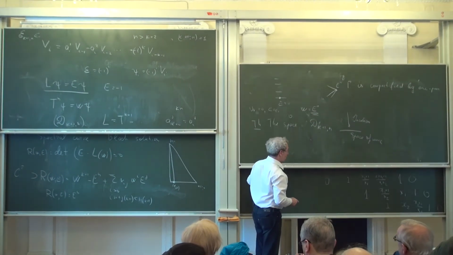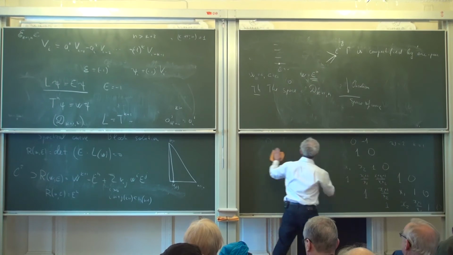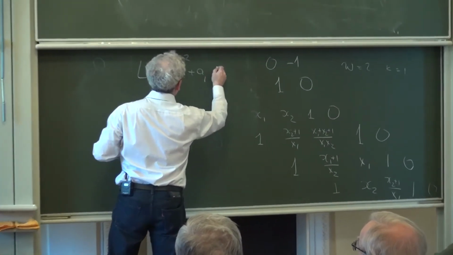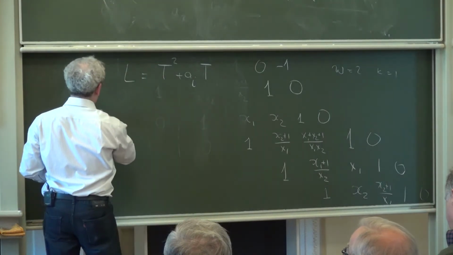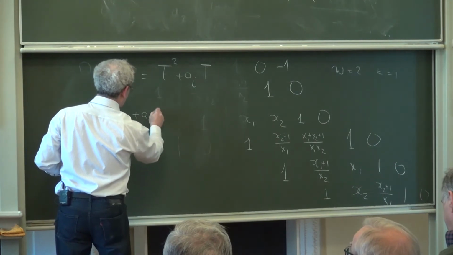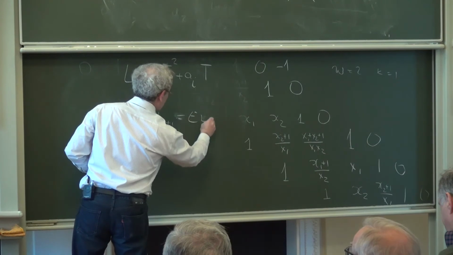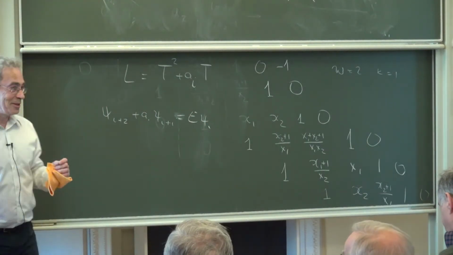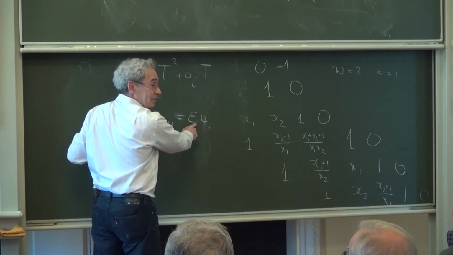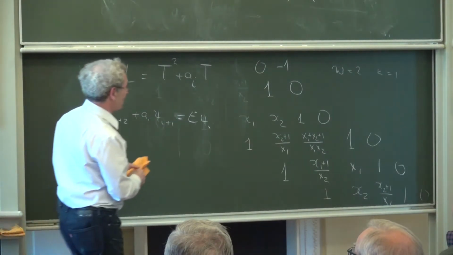Let me just show you an example which is worth mentioning. The simplest case is when the operator L is T squared plus a_i T. So this is the equation psi_{i+2} plus a_i psi_{i+1} equals E psi_i. So it's like in the Toda lattice. But first of all, in the Toda lattice we never see fixed coefficients here. And now the spectral parameter is not in the middle. And it makes the whole theory much more interesting.